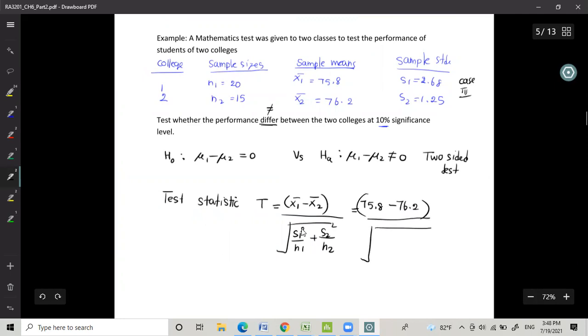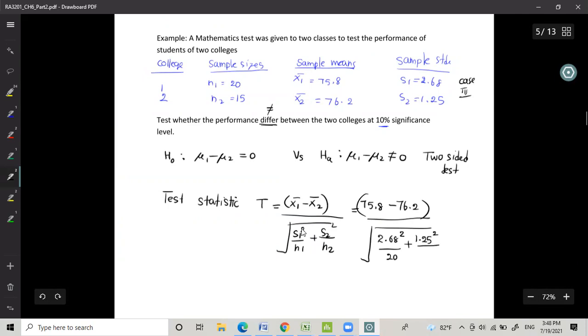divided by... s1 is given, so you have to square it. s1 square, 2.68 square over 20. Now you don't square 20, okay? See, just n1. Now sometimes they will give you s1 square, the sample variance. So be careful when you plug in the values, okay? Check whether what's given is s or s square. Here it is s, so you have to square it.